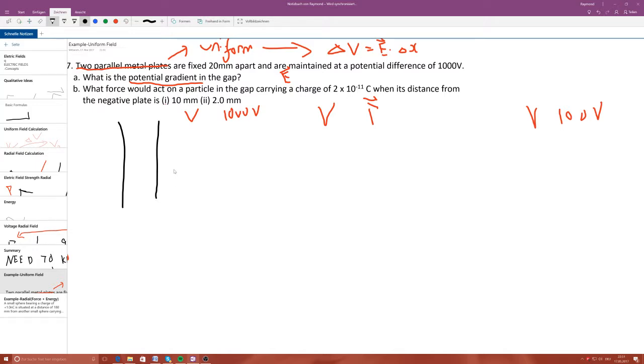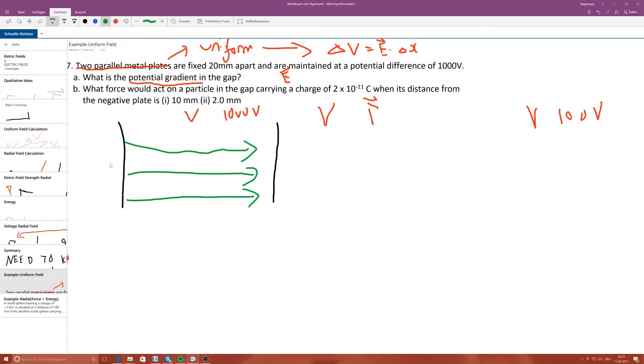The particle carries a charge of 2 times 10 to the minus 11 coulomb when its distance from the negative plate is 10 millimeters or 2 millimeters. So I'm going to draw this a bit bigger this time, as I told myself to do last time. And I'll draw in the field lines this time just to make it a bit easier. If we say that this is a negative plate, it doesn't really matter, and this is a positive plate, we have two points. This is when it's 2 millimeters, and this is when it's 10 millimeters. This is massively out of proportion since the whole thing is 20 millimeters, but okay.